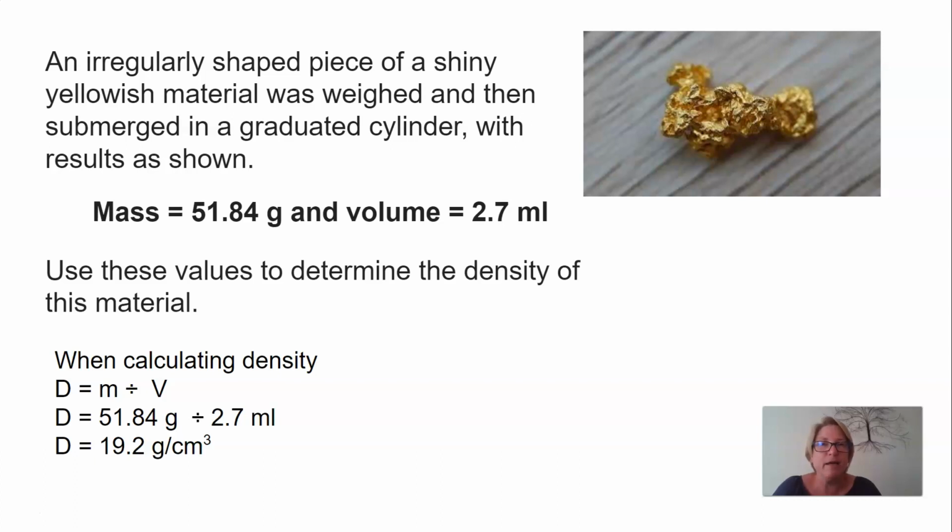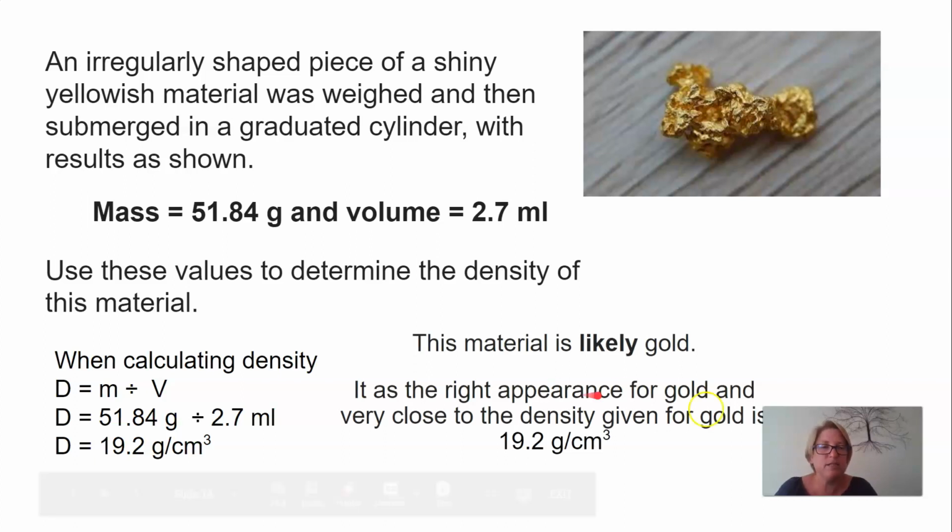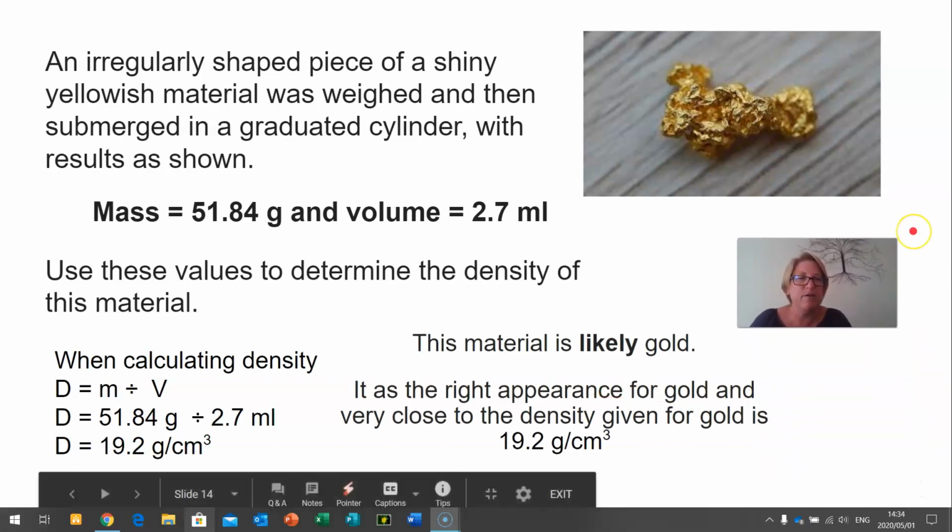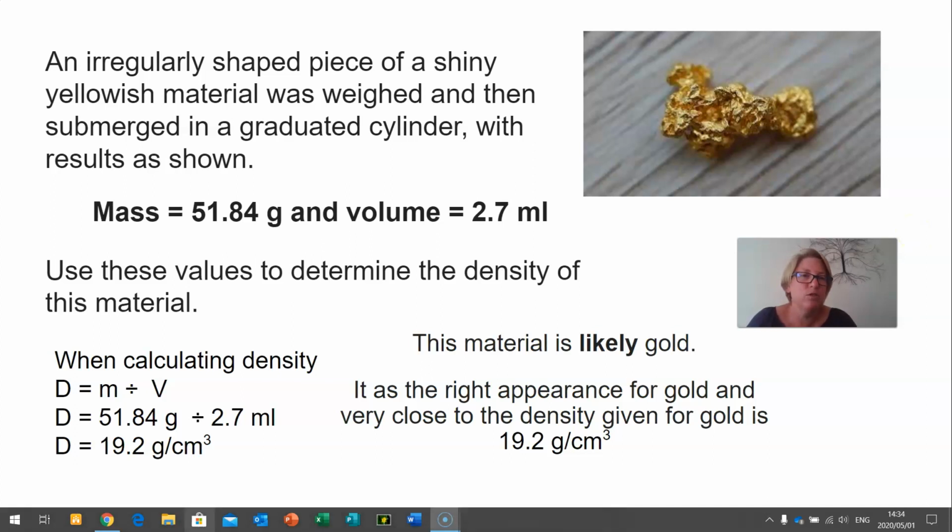And if you go back in our presentation to the density tables and have a look there, you will find that it is most likely that the material that we have here is gold. And we say that because it also has the right appearance for gold. A lot of you were probably right from the beginning. You said it was gold. And it is very close to the given density for gold. The density of gold is 19.2 grams per centimeter cubed. So because of that, we could probably assume that this shiny piece of material is gold.